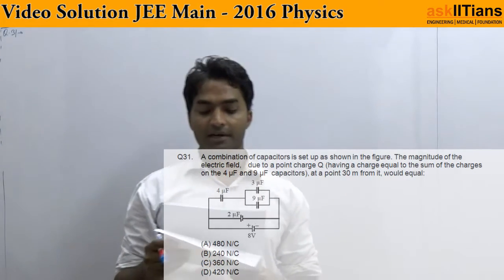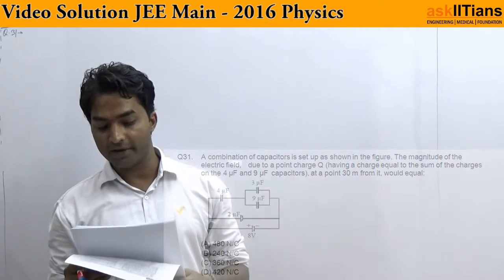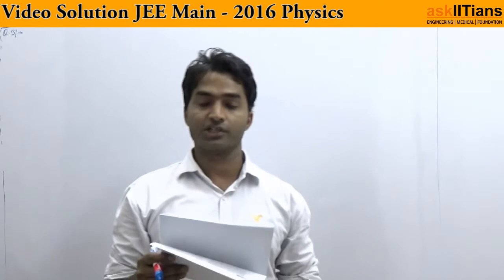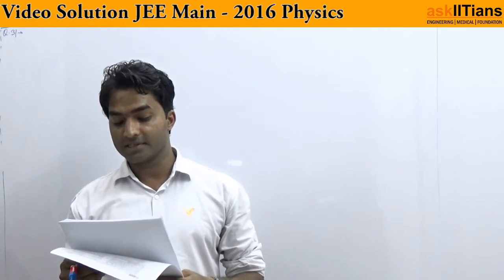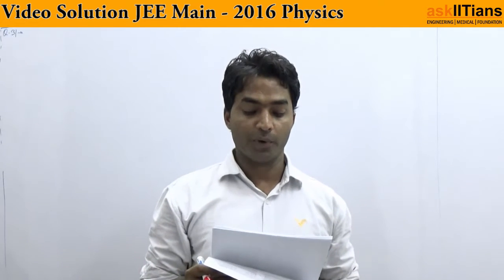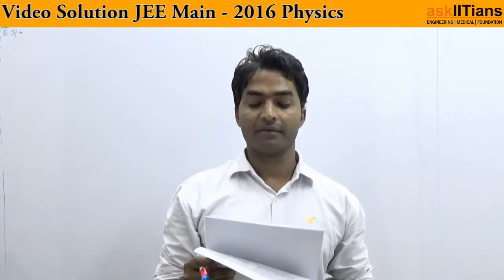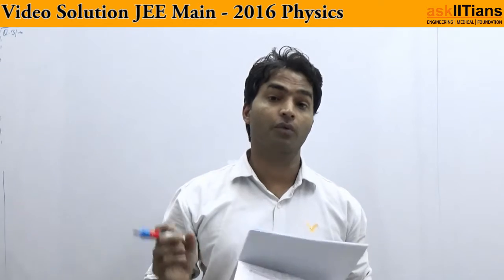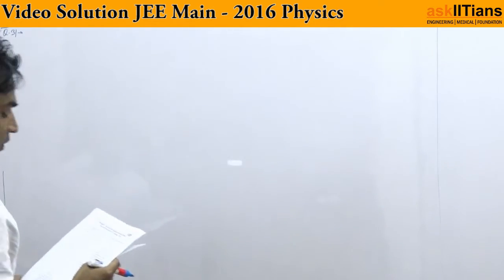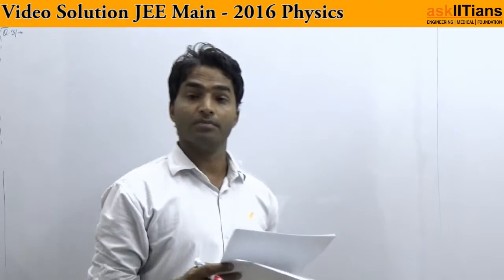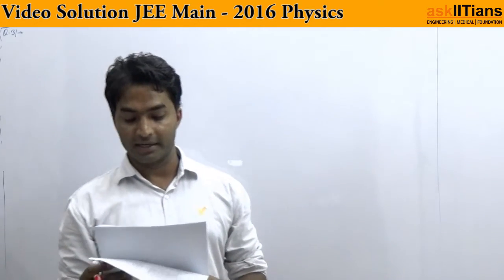The magnitude of electric field due to a point charge Q, having a charge equal to the sum of the charges on the 4 microfarad capacitor and 9 microfarad capacitor, is to be found at the point. So we have to find the value of electric field due to the charge spread over the capacitors, seen here in the diagram. This question is just from capacitors in electrostatics, and it's a very easy question.